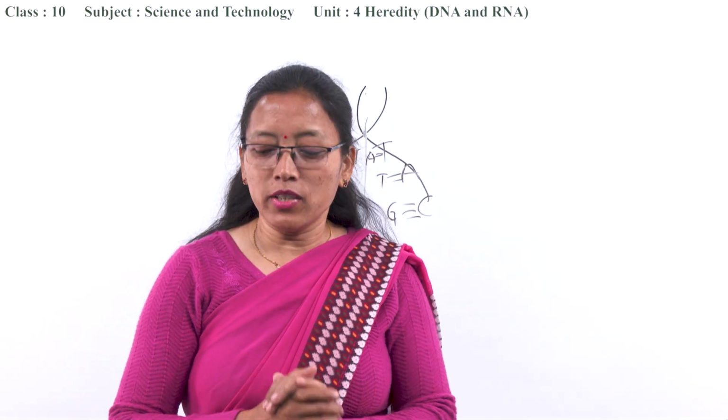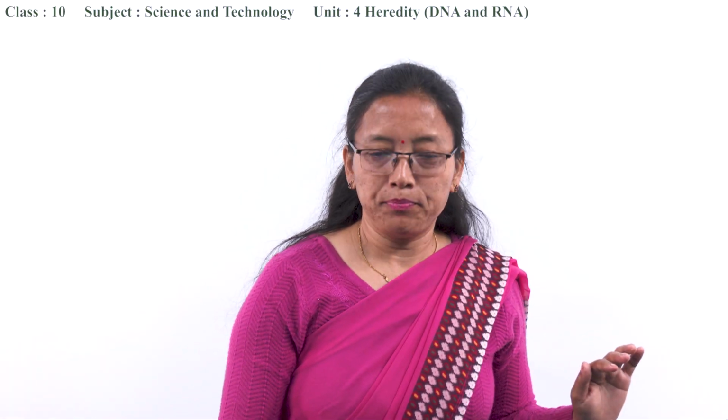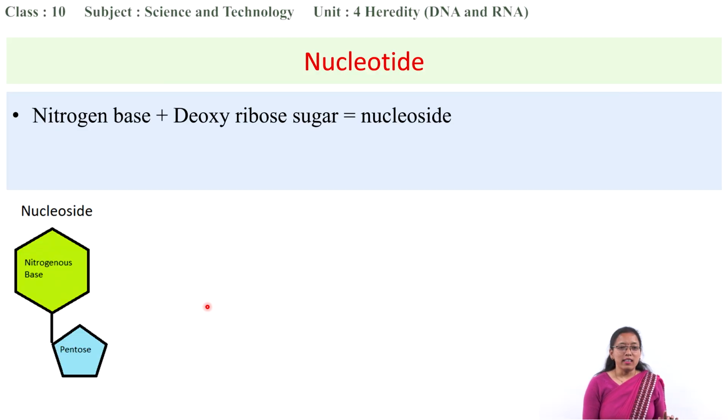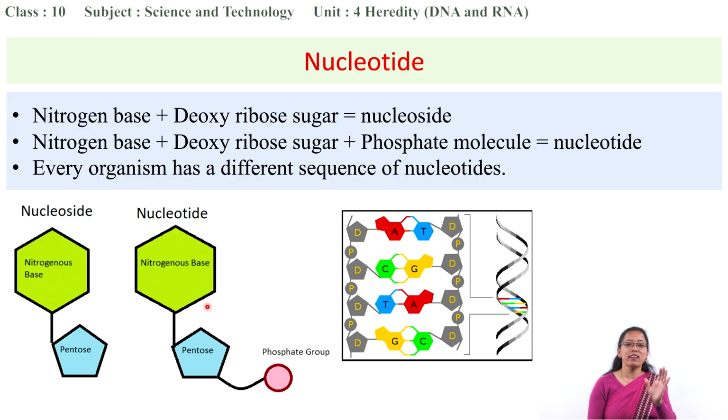Next, what is a nucleotide? Already we have discussed it. Just recall: nitrogen base and deoxyribose sugar form a nucleoside, and nitrogen base, deoxyribose sugar and phosphate molecule form a nucleotide. Each nucleotide has its own identity in a DNA molecule. We can see here the bonding between A, T, C, G, T-A, G-C, which we have already discussed.